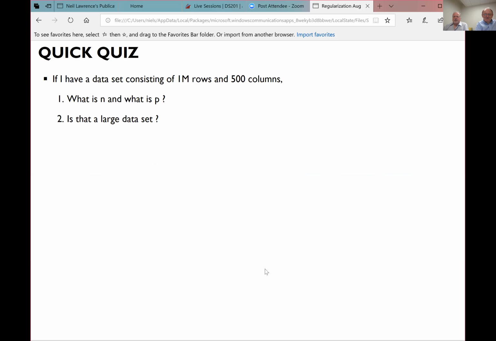Okay, so here's another quick quiz. If I have a data set with 1,000,000 rows and 500 columns, what is N and P? And question 2, is that a large data set? So the first one, what is N and what is P?